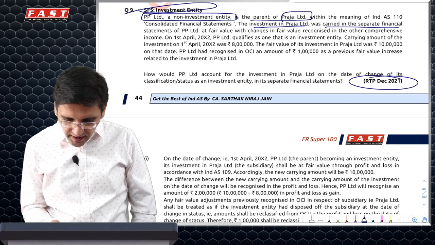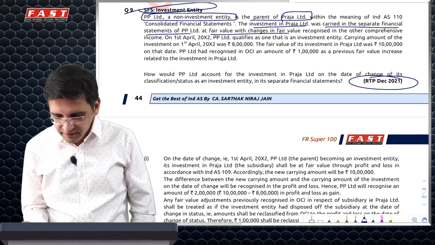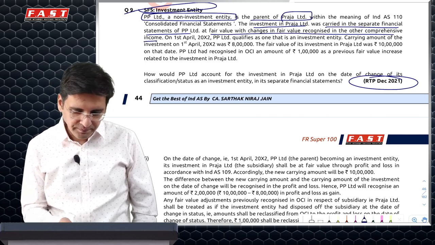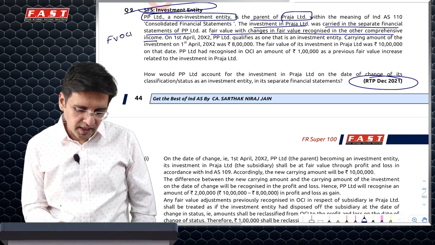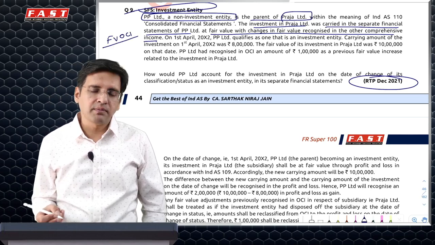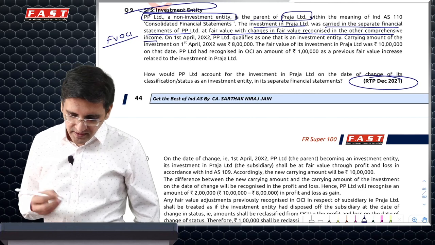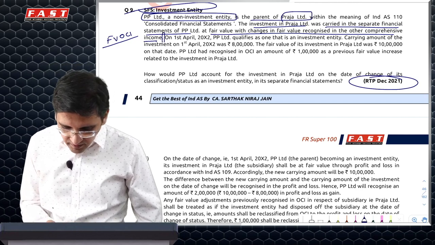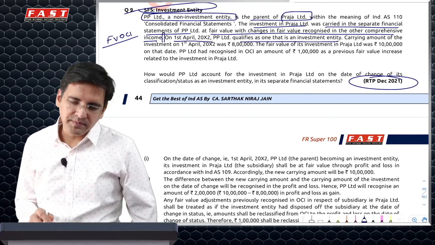Investment in Praja is carried in separate financial statement at fair value through OCI. Now this is FVOCI and this is investment in equity share. That means it should be OCI NR. And this is where the problem is. Now next year beginning it becomes investment entity.